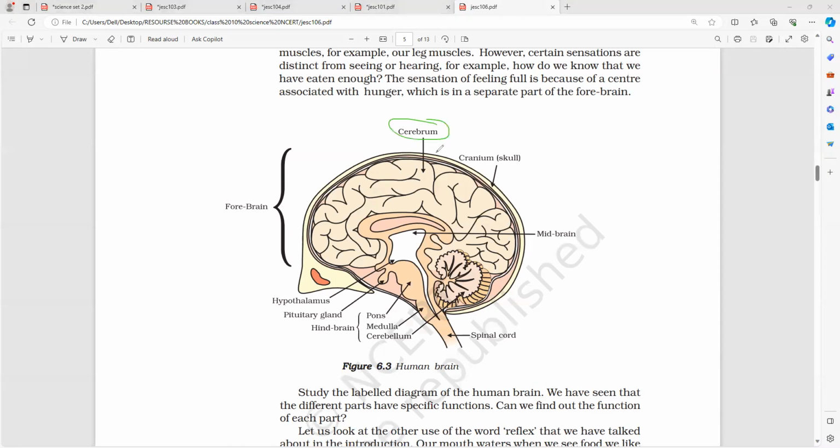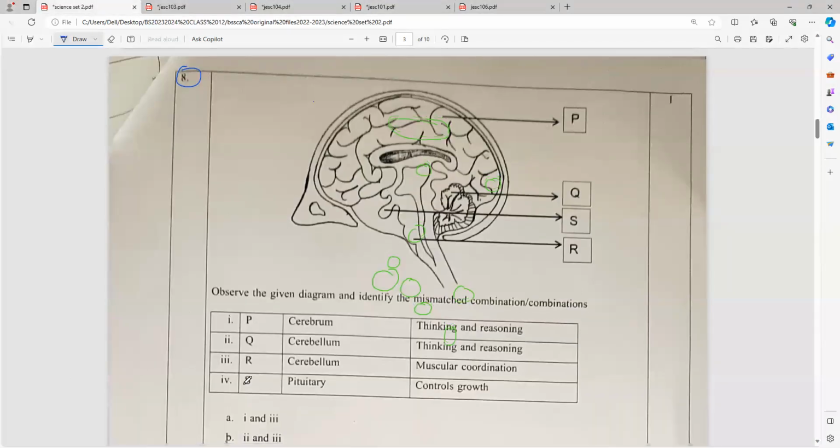Don't try to learn just the names. Look at where the arrow is coming from. The arrow is very important. So you can see the hypothalamus. This part is the pituitary gland, and this is the pons, this is the medulla, and this is the cerebellum. From here to here is the forebrain, then the spinal cord. You need to know it. As I always say in biology, the figures are very, very important.